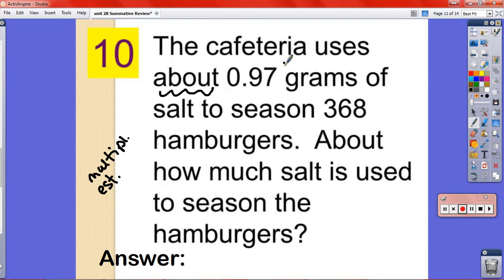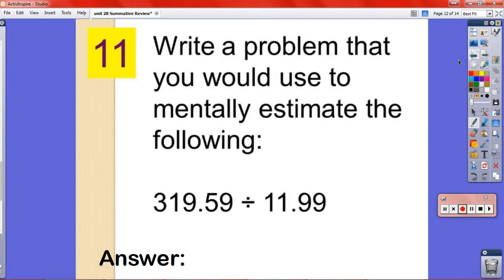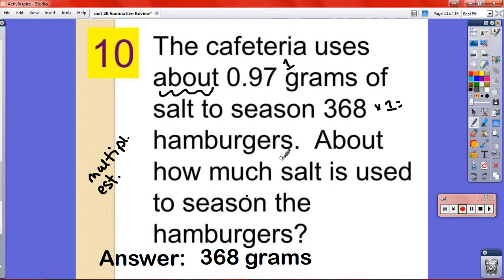So this is about 1, and this is 368 times 1 is 368. About 368 grams. A little less, because this is a little less than 1. Oh, and there's one just like this on the test. And all you gotta do is remember, if you round to 1, this is a really easy problem.